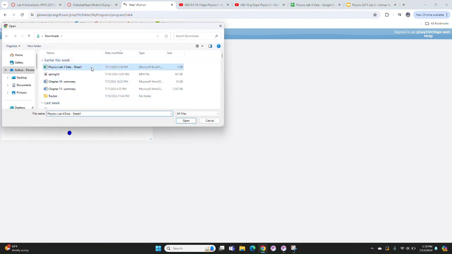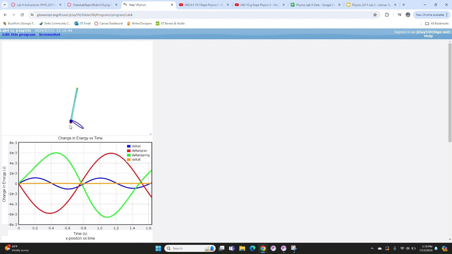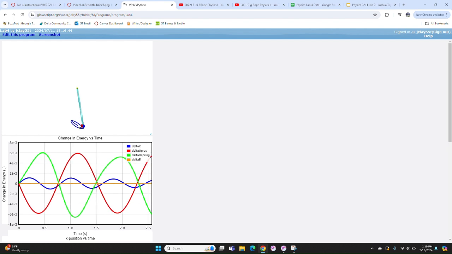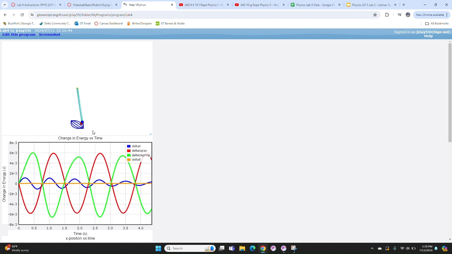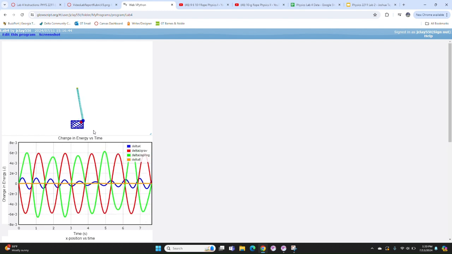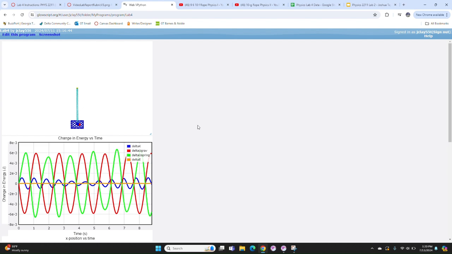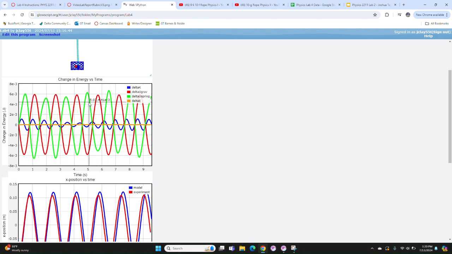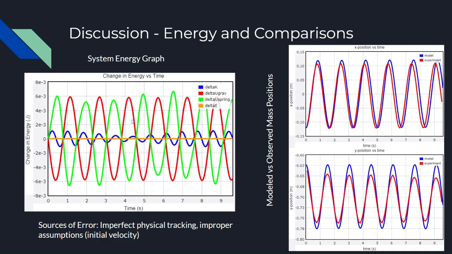When we put in the CSV file, we're able to see in blue the computed spring mass system, and in red the experimental physical spring mass system. You can see that overall they're pretty close together, but there are some slight differences. The red spring mass system seems to be oscillating in a slightly different trajectory than the computed blue spring mass system. The code generates a graph of the system's change in energy versus time, and it compares the X positions and Y positions versus time of the modeled and experimental systems. So here is that energy graph, and here are the positions of the model and experimental systems.